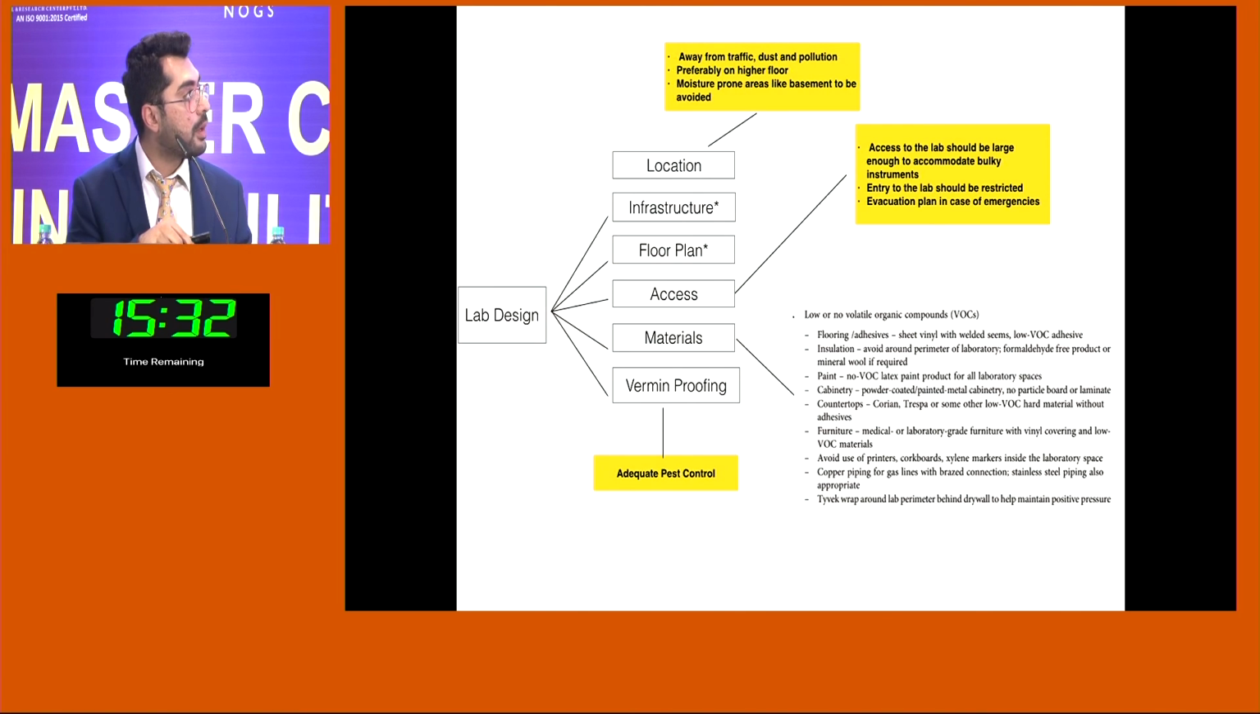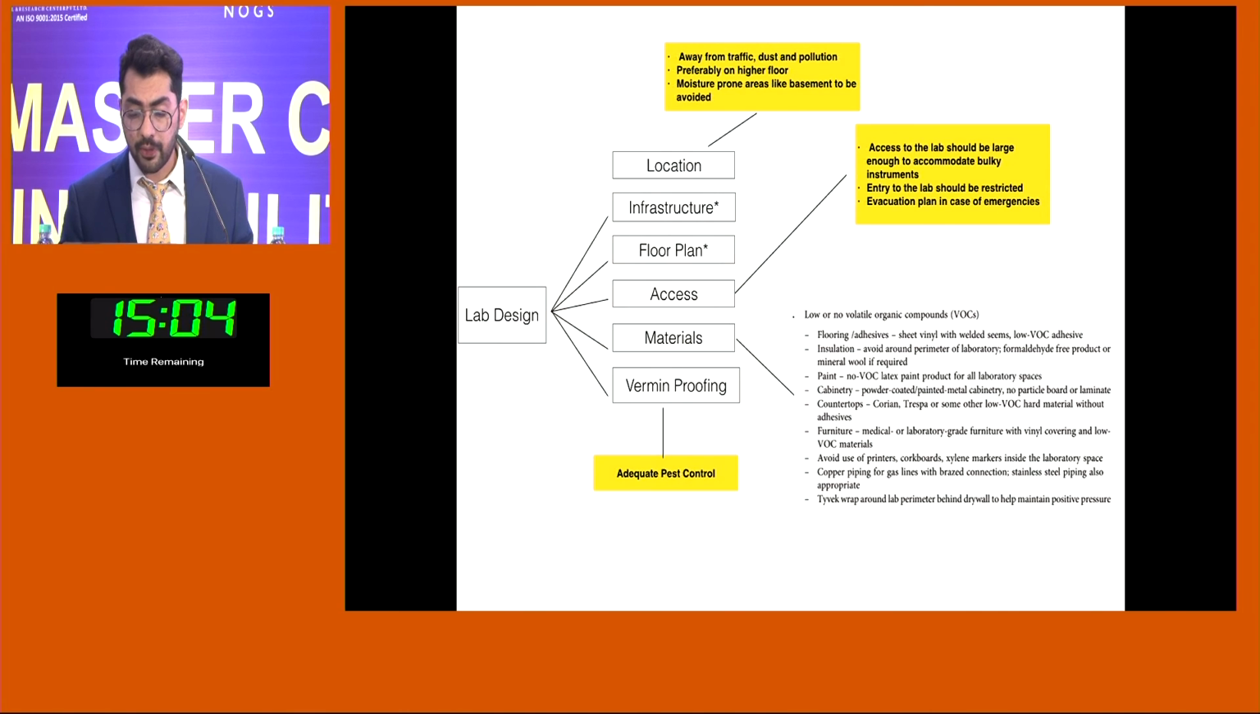Now, whenever we talk about location, it always should be away from traffic, away from dust, pollution, preferably on a higher floor. Basement should be avoided. So generally, you should not have a lab in a basement floor. You should not have a lab on the ground floor as well, because there's a lot of flow of patients coming through, you'll not have the cleanest air in the laboratory, and that's something that's going to hamper your results. And again, moisture prone areas, like the basement, should be basically avoided.